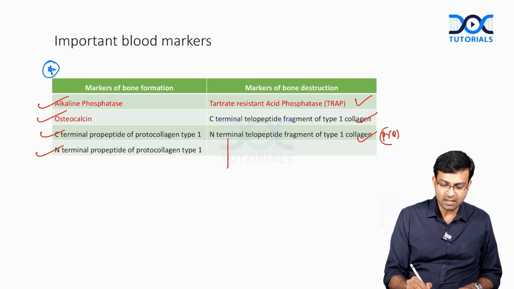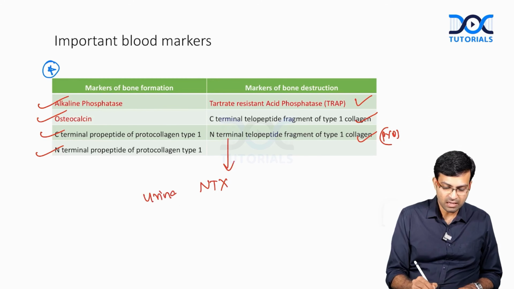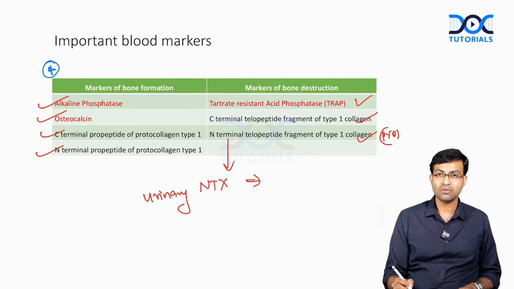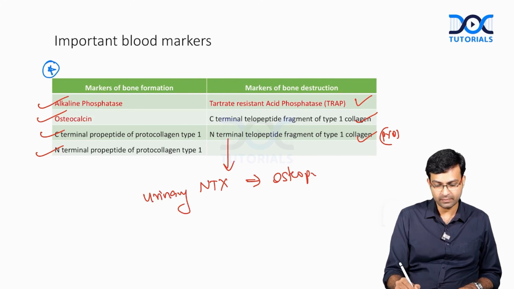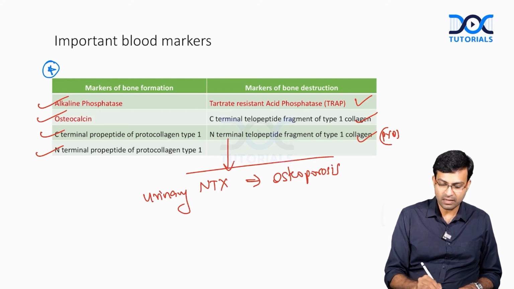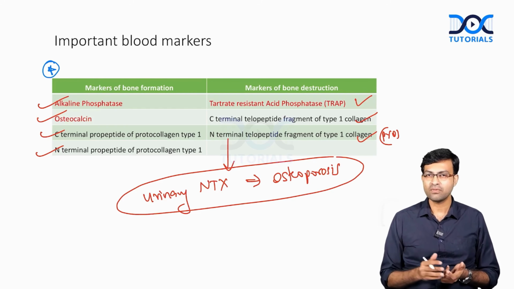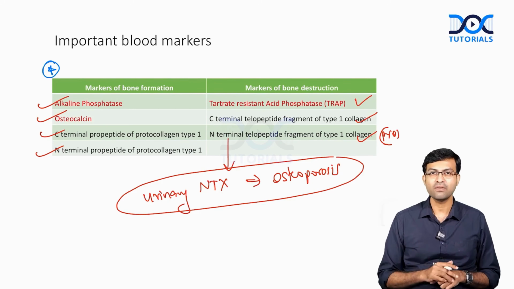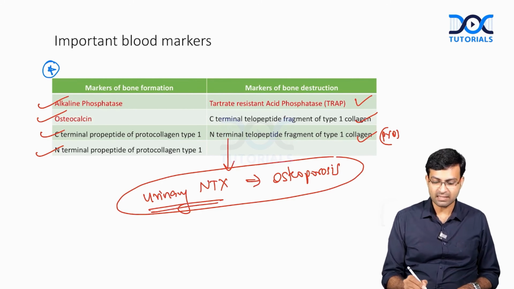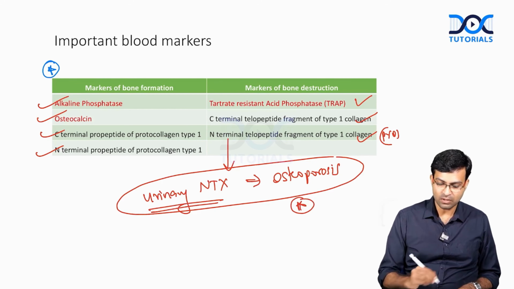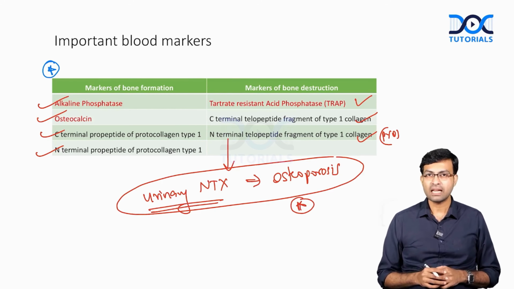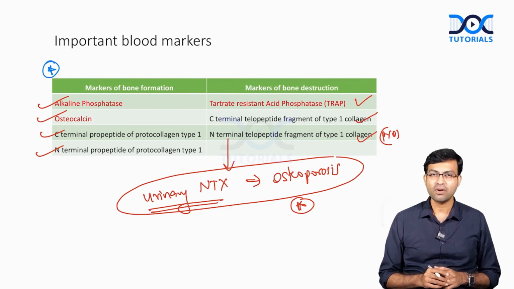This N-terminal telopeptide is also called NTX, and urinary NTX can be used for diagnosing osteoporosis. Why is this important? In osteoporosis, most of the other biochemical evaluations such as calcium, phosphate, level of parathyroid hormone, alkaline phosphatase, everything will be normal. Only thing different would be urinary NTX and TRAP. So this is an important MCQ. Urinary NTX or N-telopeptide can be used as a marker for osteoporosis.